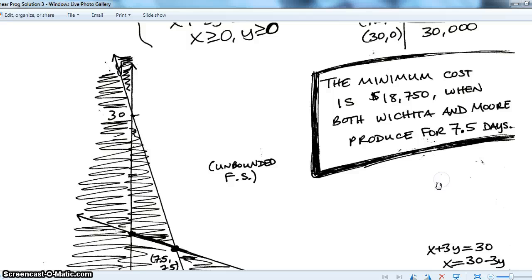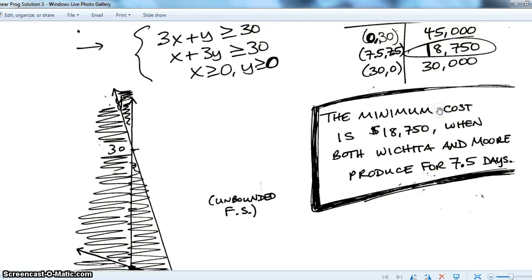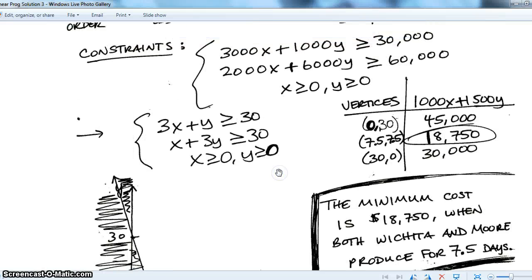So I hope these three problems were helpful. They're very representative. They kind of covered all the different types, a couple bounded feasible sets, another one unbounded. But these are really representative of the kinds of problems you'll see both in converting from the word problem to setting it up, as well as finding the feasible set and substituting into the vertices to find the maximum or minimum.